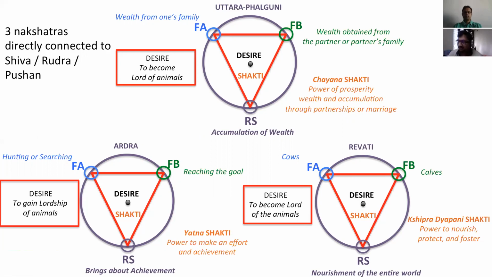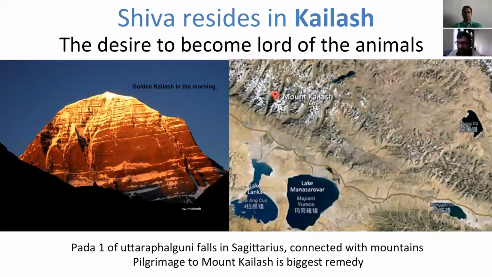Which is why Kailash is very important. Shiva married Parvati when Uttara Phalguni Nakshatra was operating. That's when the contract or marriage cleared up. And then after the marriage, obviously, Shiva took Parvati to Kailash, where he resides.